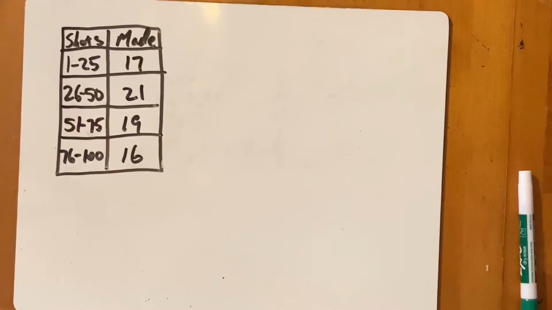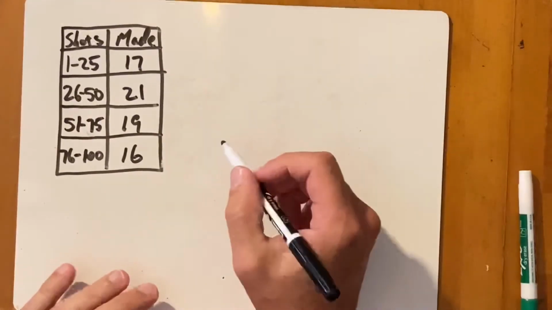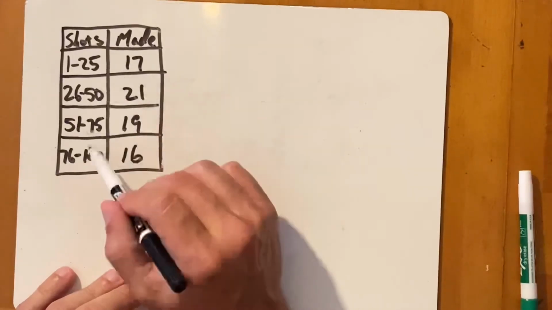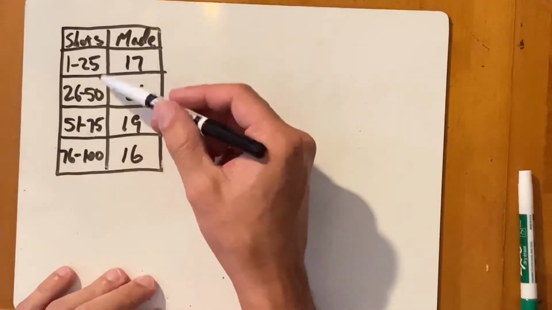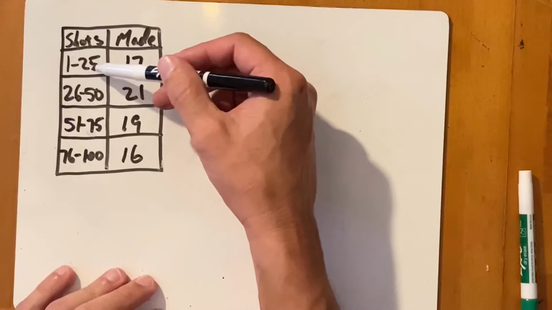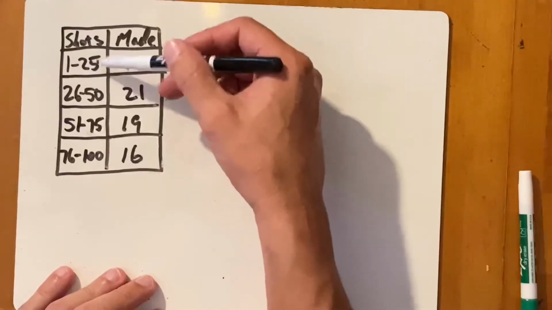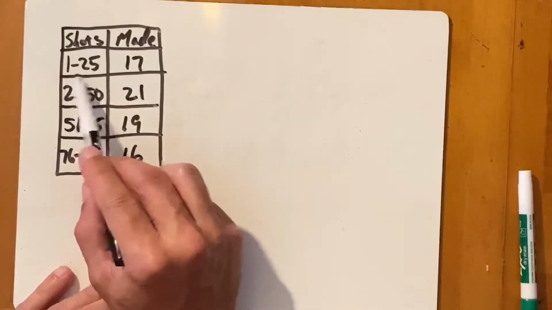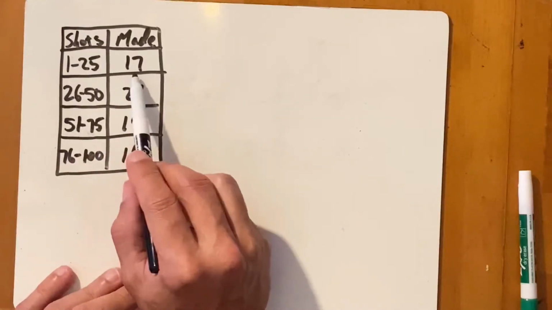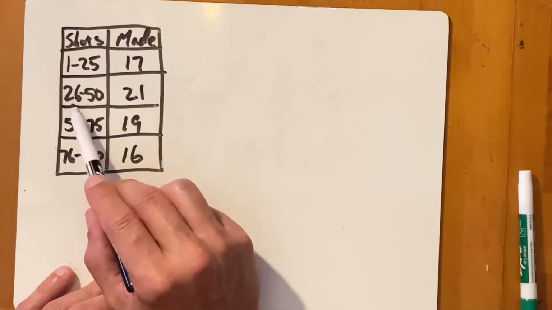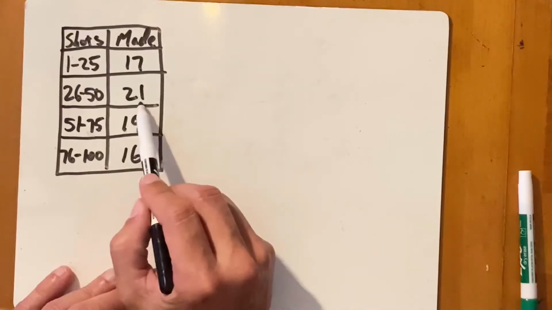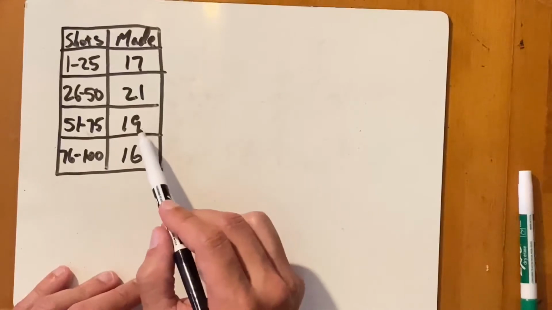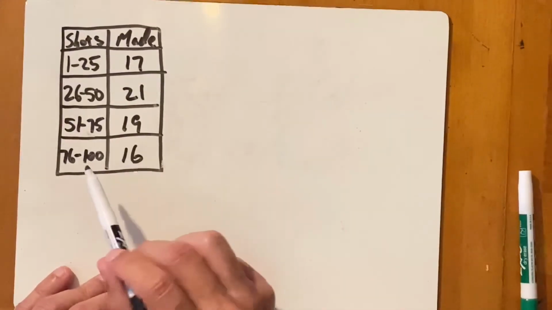These next two problems are based on this table here. We've got a basketball player shooting 100 times. The left column shows the attempts broken up in 25 shot intervals. During the first 25 shots, he made 17 of them. Taking the next 25 shots, he made 21. Next 25, he only made 19, and then the last 25, he made 16.